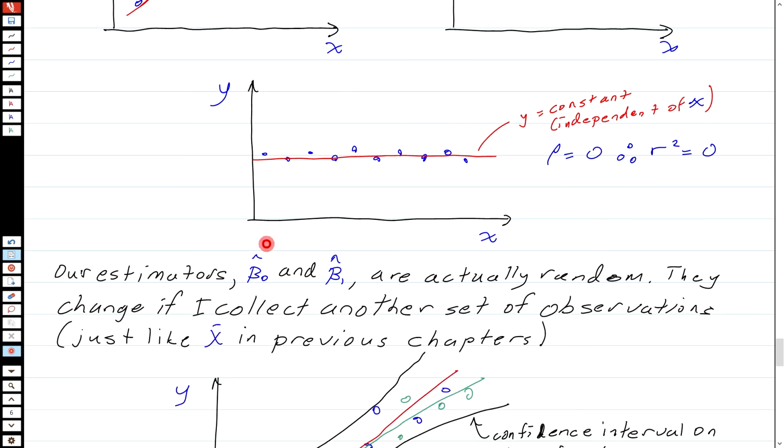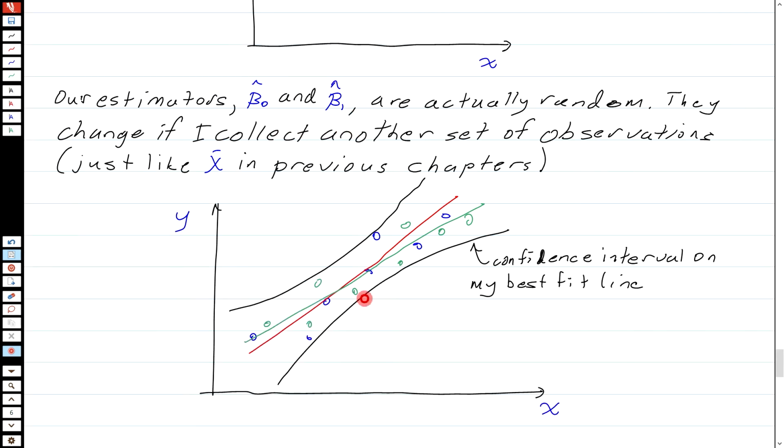Okay, so as I mentioned, the estimators beta naught hat and beta 1 hat are actually random. They change if I collect another set of observations, just like x bar in previous chapters. So, for example, if I've got a set of these blue observations here, my line of best fit might be this red line here. But if I went out and did the test again and took another set of observations, I might get the green points here. And my line of best fit then might be this green line here.